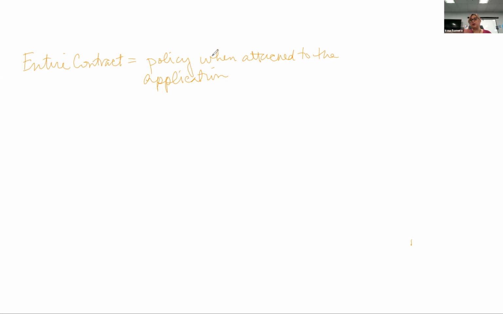So since I have your cameras on, by raise of hands, how many of you have life insurance? Like you have an individual life insurance policy? Only one person? 2 people. Okay, 3 people. 2 people have life insurance.